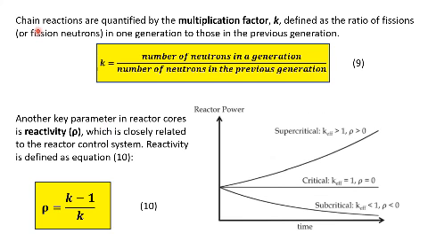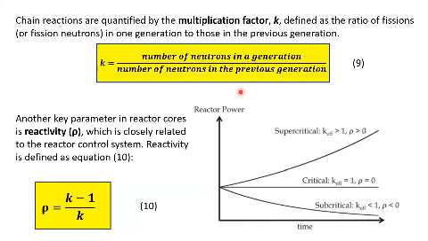Chain reactions are quantified by the multiplication factor, or K, defined as the ratio of fission neutrons in one generation to those in the previous generation. We can see in equation 9, K is the number of neutrons in a generation divided by the number of neutrons in the previous generation.